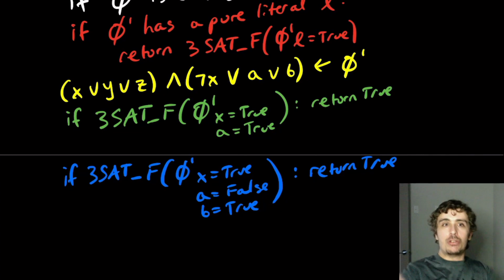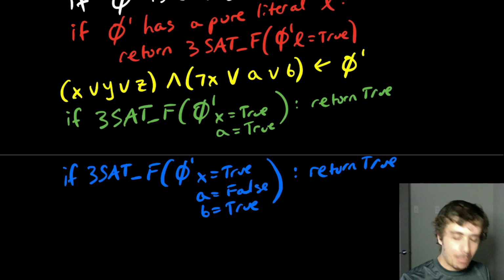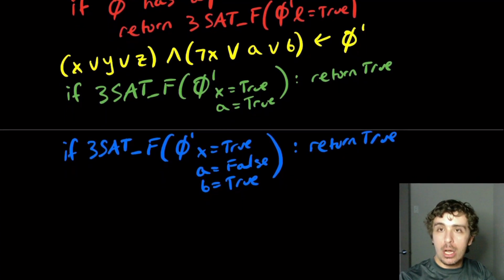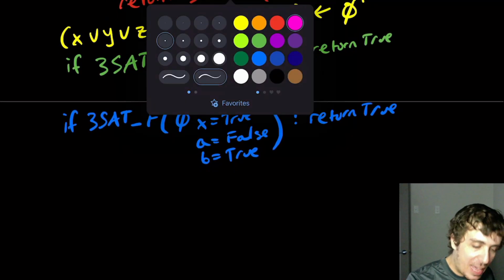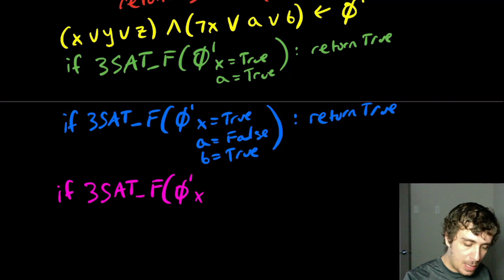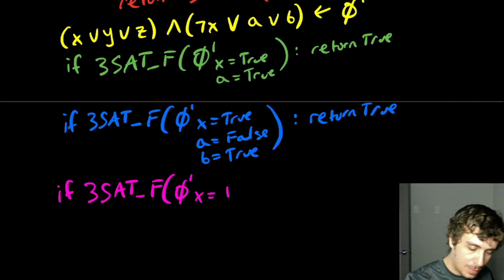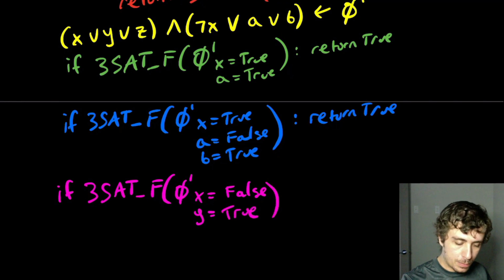So now let's do the recursive cases we did before, where we set x to be false. But then we have to deal with the clause that x is in right now, the x, y, z clause. So let's deal with that clause. So if 3-SAT faster of phi prime, with x set to false, then y we're going to set to true, and then we're going to return true in that case.